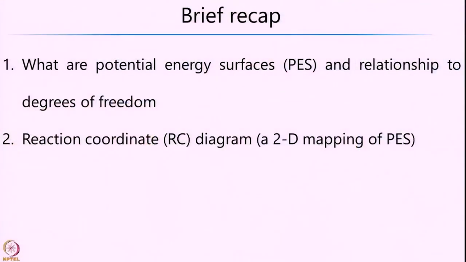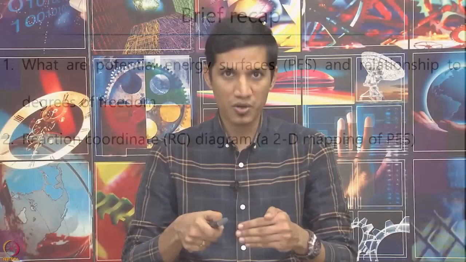Further, we had also said that these three-dimensional surfaces can also be mapped onto a two-dimensional picture, which is called a reaction coordinate diagram. Here, what one does is look along a particular coordinate of interest, that is either a particular bond length or a bond angle or even a combination of them, and then draw them on a two-dimensional representation. This is typically what one would use in looking at the transition states of a given reaction or even the transition state theory of a particular species.